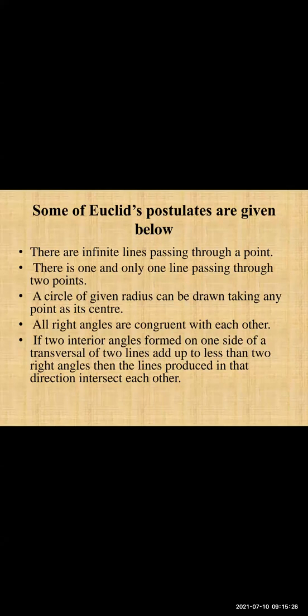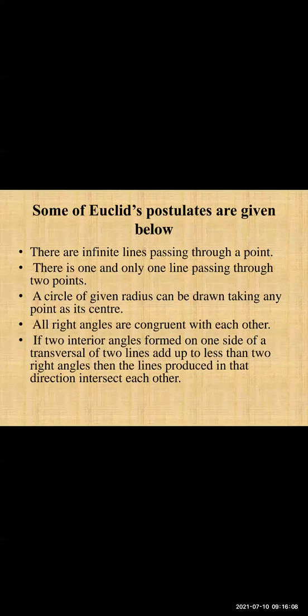Second, there is one and only one line passing through two points. Obviously, if we draw two points anywhere on the plane and join them, only one line will pass between those two points, not any other line. Third, a circle of given radius can be drawn taking any point as its center. We can take any point and draw a circle using any radius.